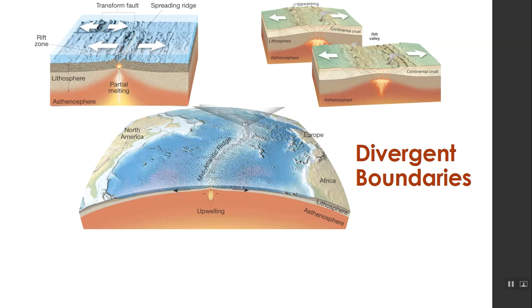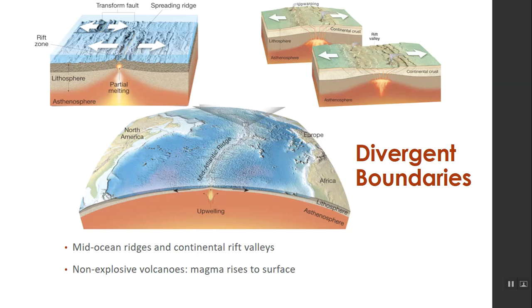The next type of plate boundary I'm going to talk about is a divergent boundary. And so again, this is where it's pulling apart. It happens at mid-ocean ridges and also continental rift valleys, so places where it hasn't pulled apart enough that ocean water has filled it in yet.